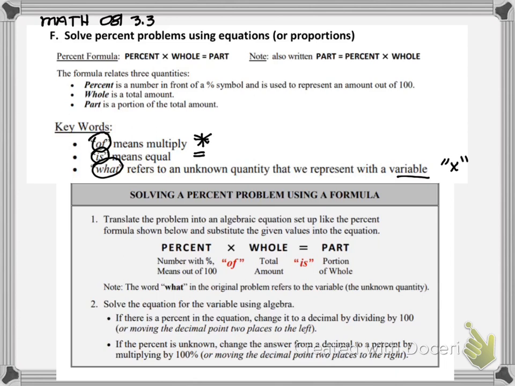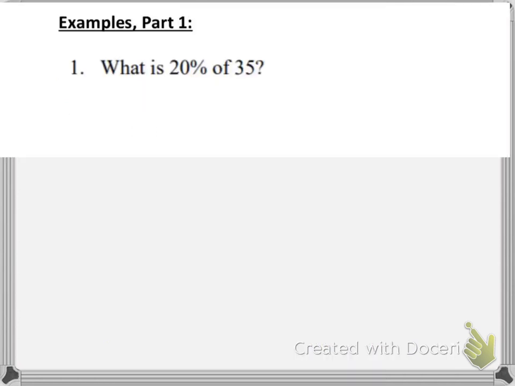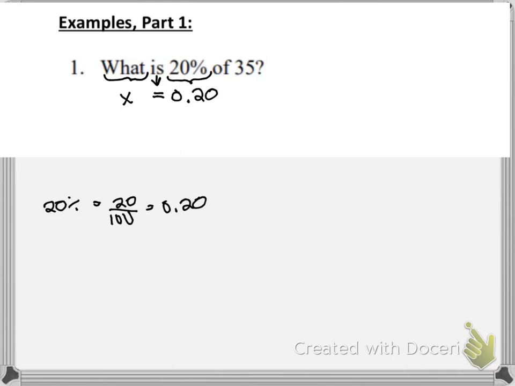So let's get started with some specific examples. This says what is 20% of 35? So whenever I see the what, I'm going to write X. Whenever I see the word is, I'm going to write equals. And then, anytime I see a percent, I'm going to convert it to a decimal. So remember, 20% is equal to 20 over 100, or 0.20, or 0.2. Okay? So that's what we're going to do.